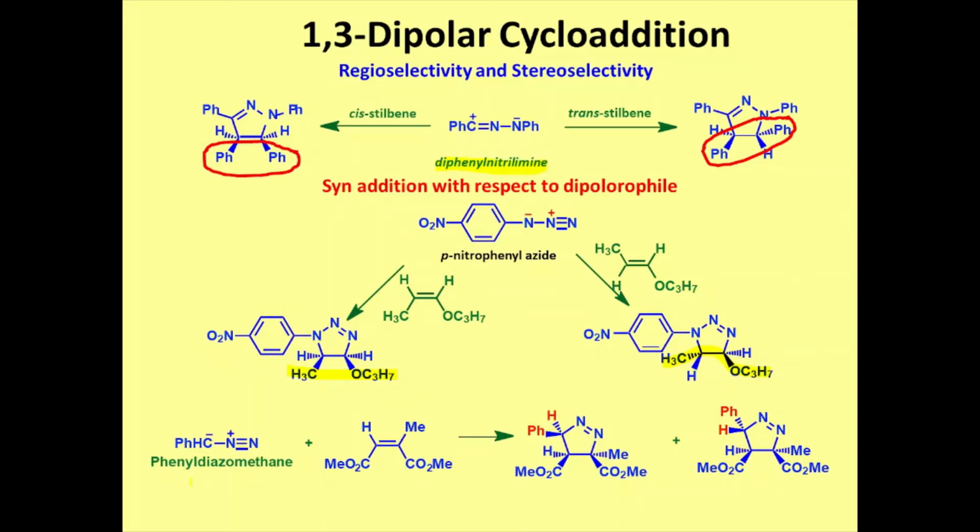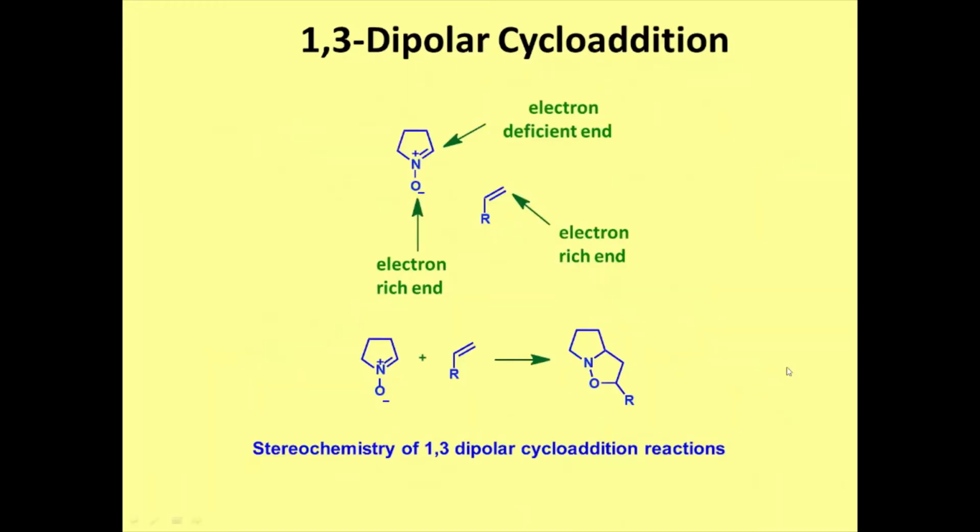Another example is with phenyl diazomethane as the 1,3-dipole and an olefinic ester as the dipolarophile. We can see the product structure, and as I mentioned, stereospecificity prevails in the reactions. Two types of structures are possible, however these two ester functional groups are always cis to each other. Okay.